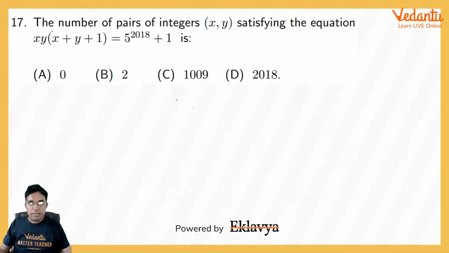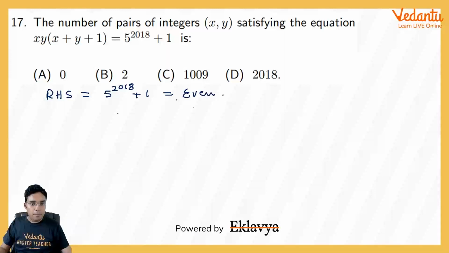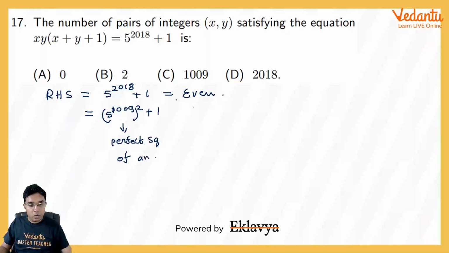Coming to the next question, that is 17, it says the number of pairs of integers x, y satisfying the equation is. Now please see this right hand side, which is 5 raised to the power 2018 plus 1, has to be an even integer. But also because 5 raised to the power 2018 can be written as 5 raised to the power 1009 whole square, plus 1. So this is a perfect square of an integer, of an odd number.